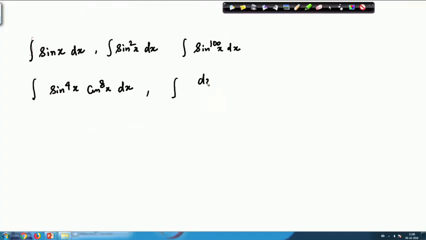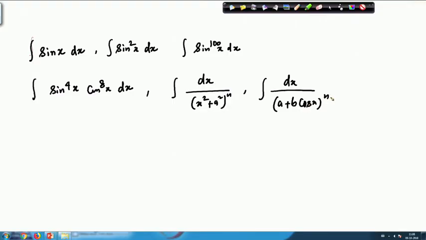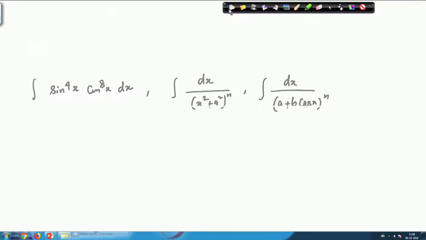You can also have integrals of type dx by (x square plus a square) whole to the power n, or dx by (a plus b cos x) whole to the power n. All these types of integrals can be put into some kind of reduction formula, and we will see how with the help of a reduction formula we can actually calculate these integrals very easily. So let's start with our first reduction formula. Let us go into a new page.